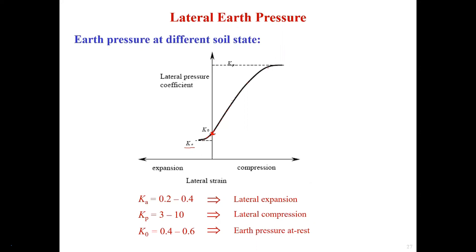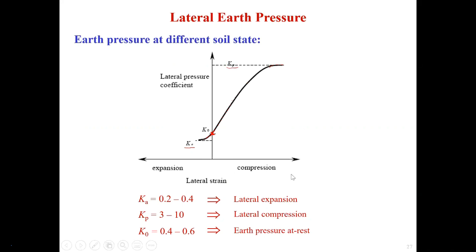And it's going to reach a peak here, and it's going to level off and not increase anymore. And that peak is what we call the passive failure condition. At that point, we generate a shear plane in the soil, and the soil is just sliding along the shear plane, and it will not produce any larger earth pressure coefficient than this Kp.